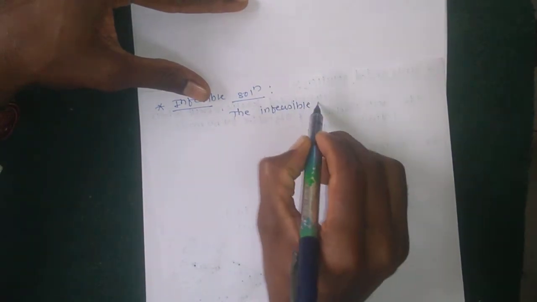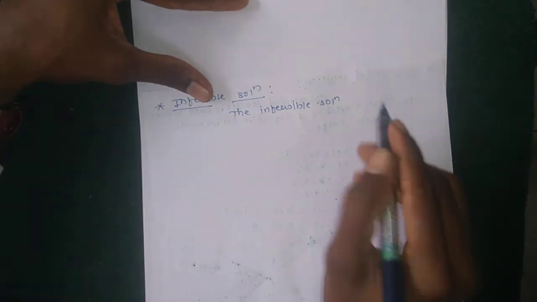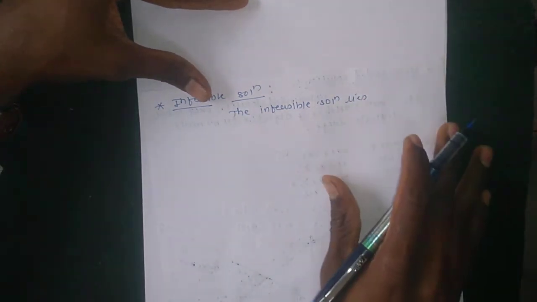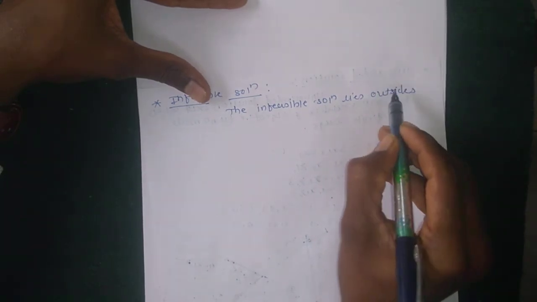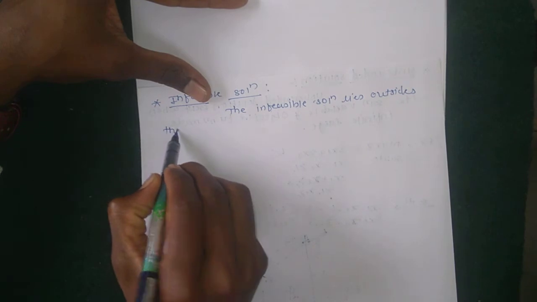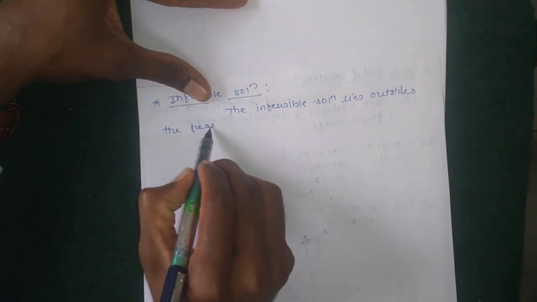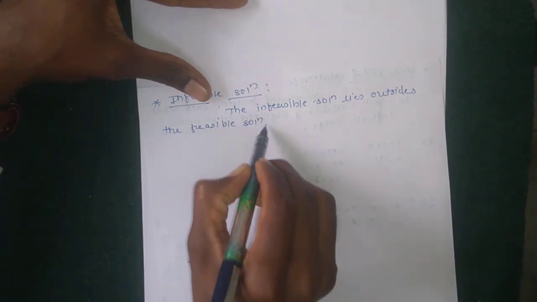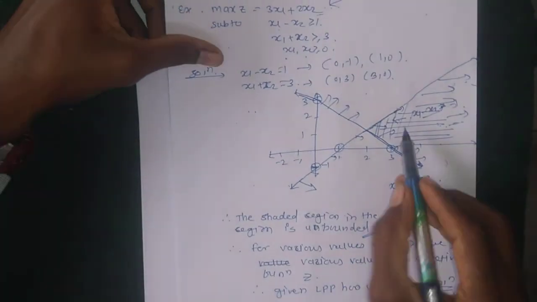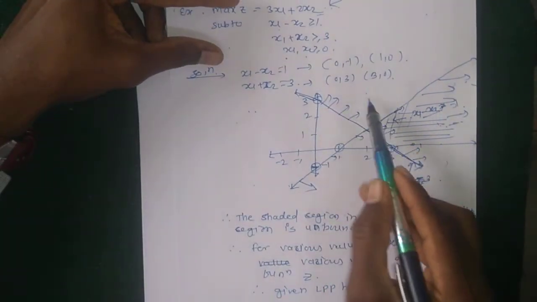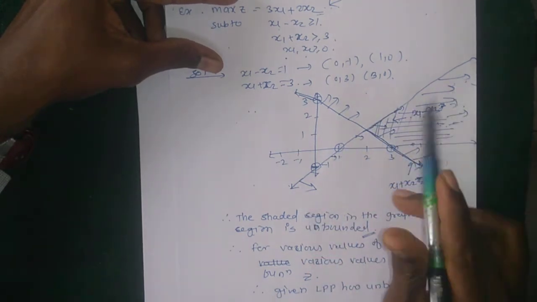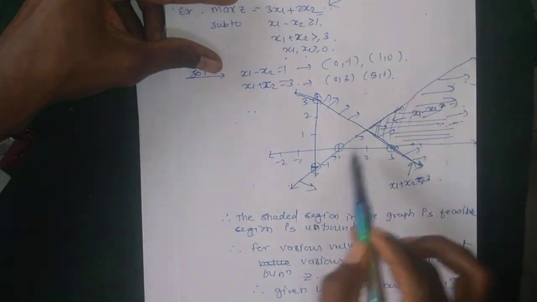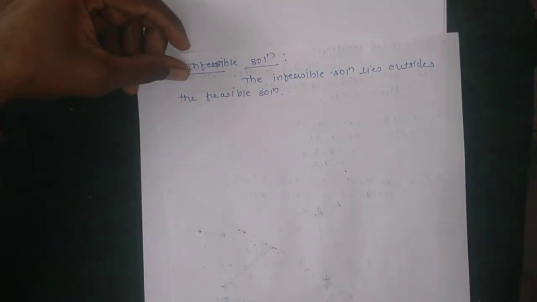An infeasible solution lies outside the feasible region. That is, this is the feasible region, and everything outside this shaded region is the infeasible region. This is called an infeasible solution.